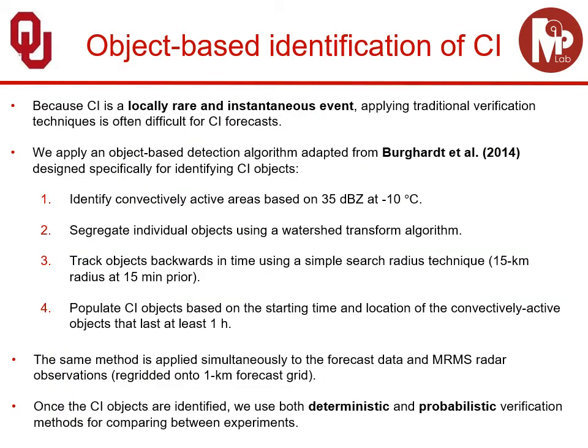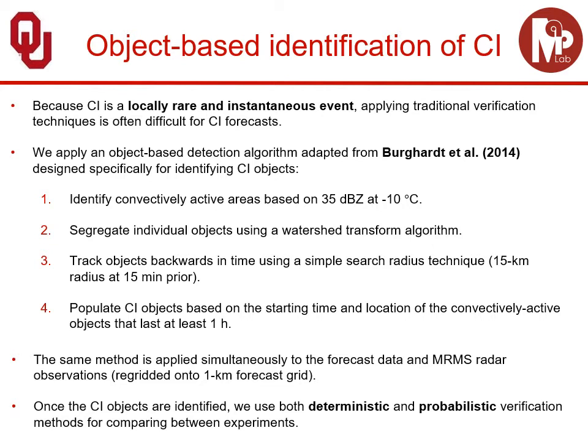Now, getting into verification techniques, because CI is locally rare and instantaneous, applying normal grid-based verification metrics can be very difficult. Typically, neighborhood probabilities tend to be very low, given how CI might only occur at a single grid point. So we're applying a new object-based detection algorithm that's adapted from Burkhardt et al. 2014. And it's a pretty simple technique.